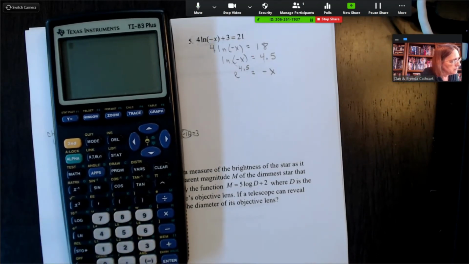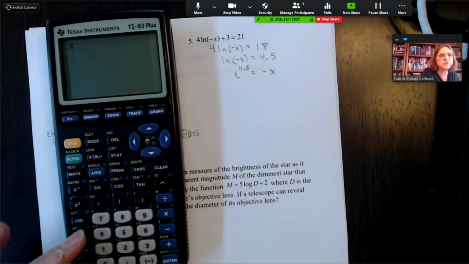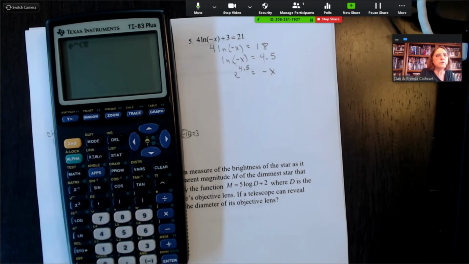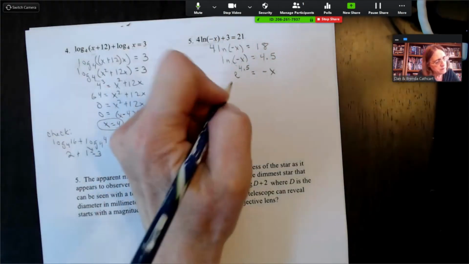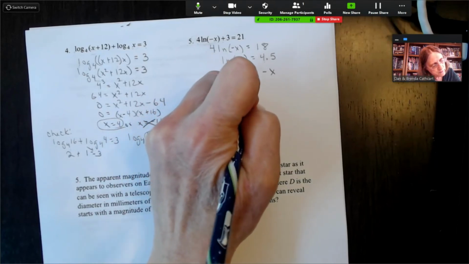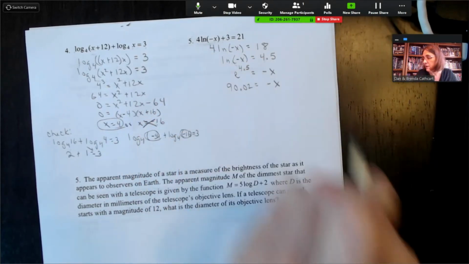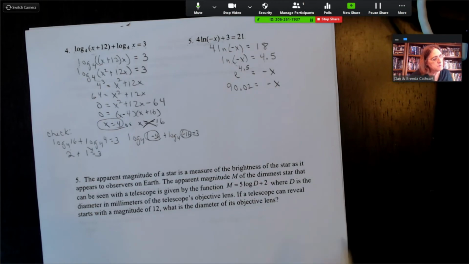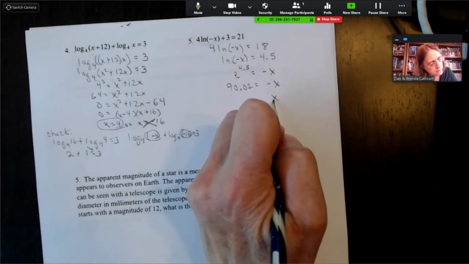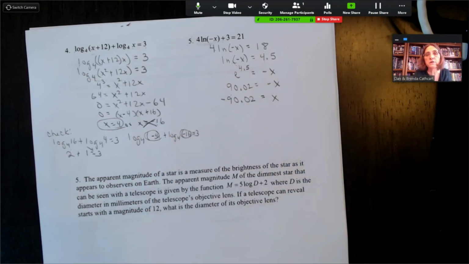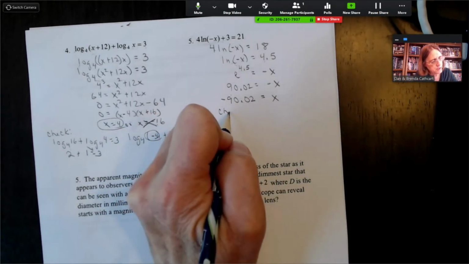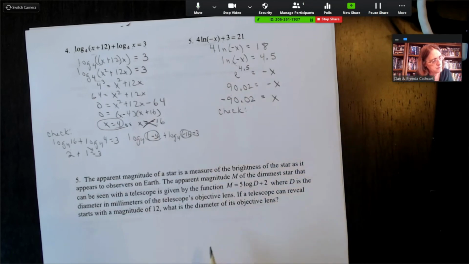Now we're going to go to our calculator and find e to the 4.5. So second function, ln key gives us e to the power, and we want to take it to the 4.5. So we get 90.02 to the nearest hundredth. So 90.02 equals negative x. To complete this, we need to divide both sides by negative 1, so x is negative 90.02.